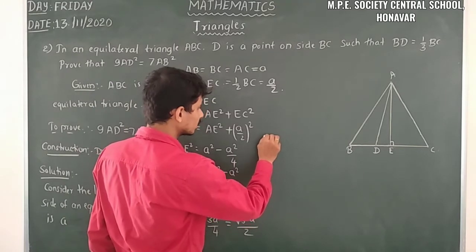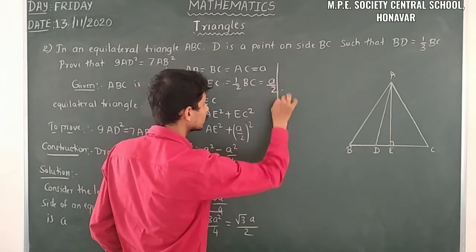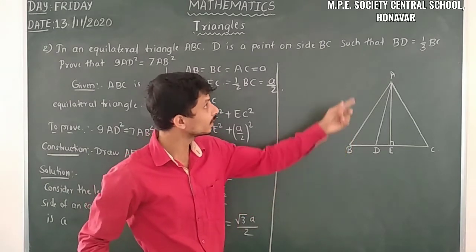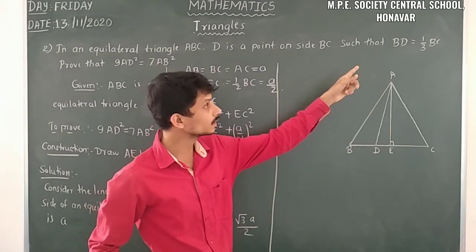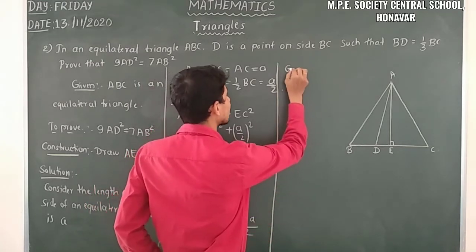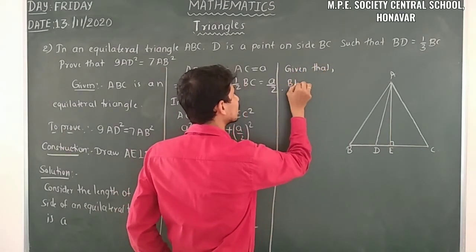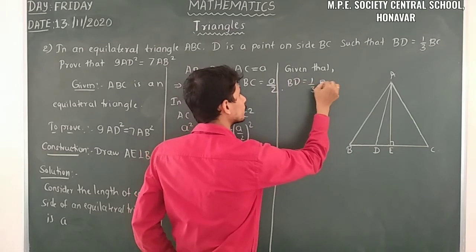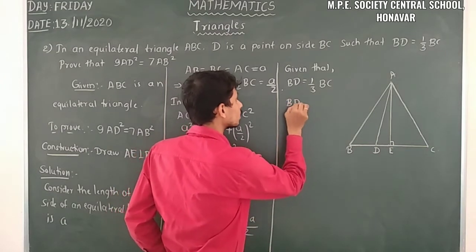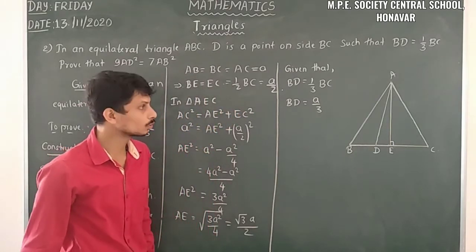Then we have to calculate AE. Then what are the other things we needed here? BD. How to calculate BD here? Just observe here, it is given that BD is equal to 1 by 3 BC. What is the value of BC here? BC is equal to A, so that's why BD is equal to A by 3.